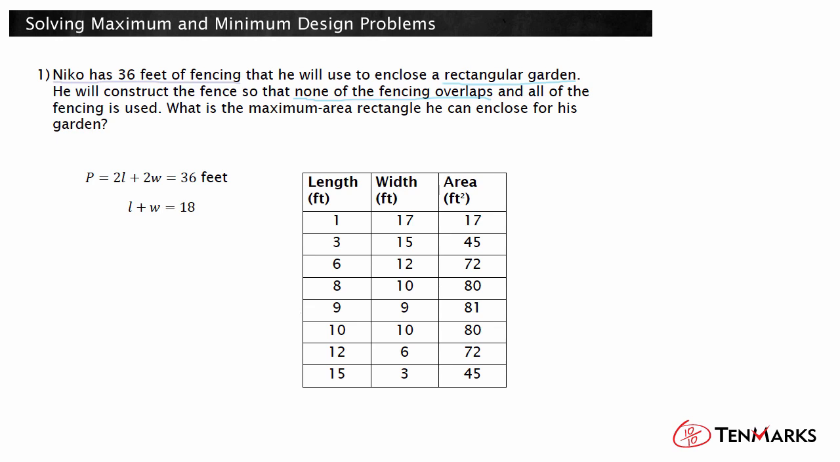12 by 6 is the same as 6 by 12. 15 by 3 is the same as 3 by 15. You can see that a 9 foot by 9 foot square gives the greatest area. So the maximum area rectangle Nico could enclose for his garden is 81 square feet. Let's look at another question.